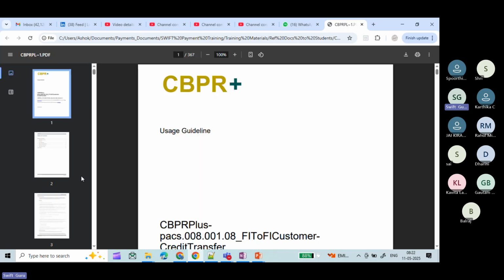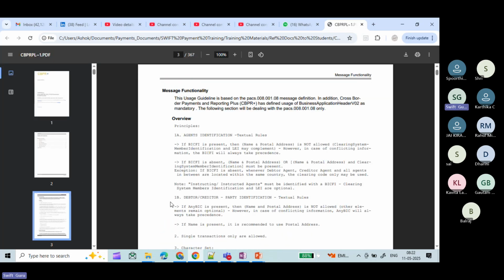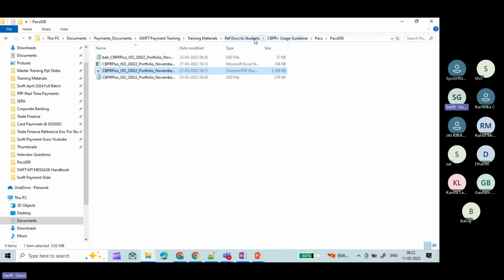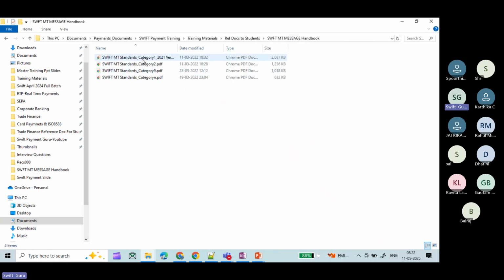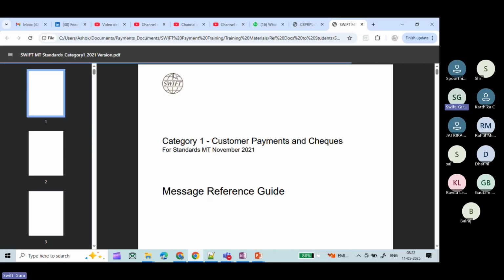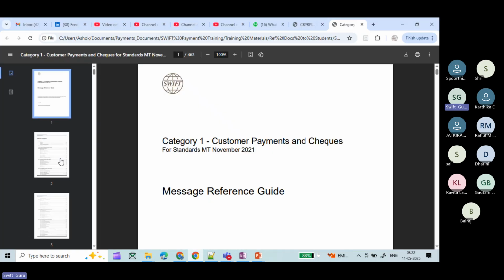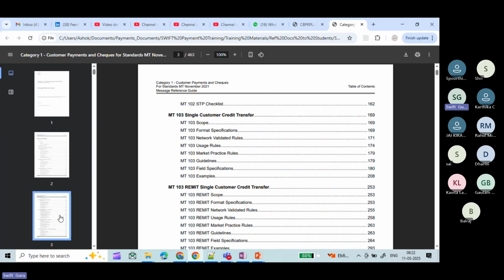This is your CHAPS users guideline for the ISO 20022 message standard. And likewise, we have the SWIFT Message Standard Handbook for the SWIFT MT category 1, category 2, category 9, and category 3 messages.